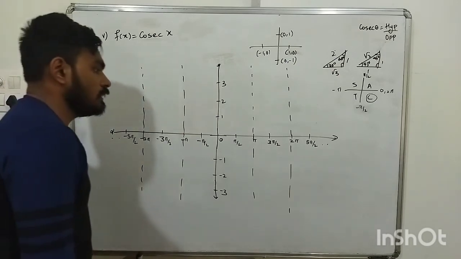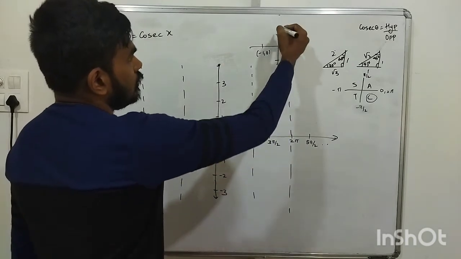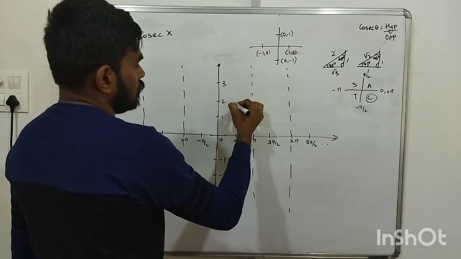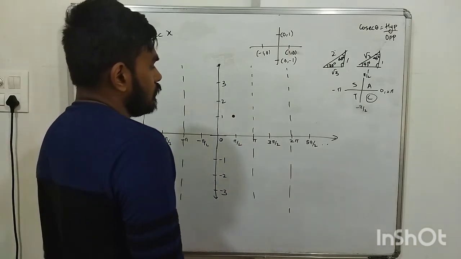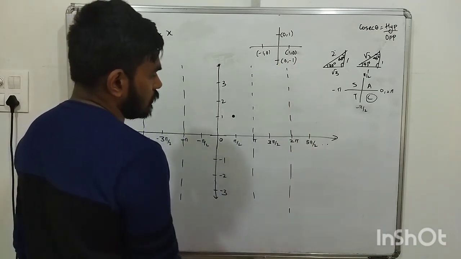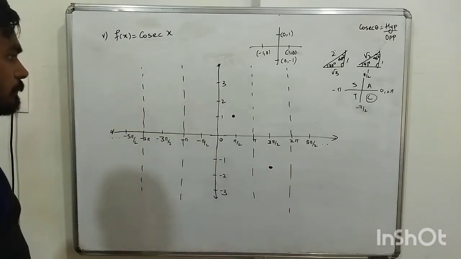And for pi by 2, let's see what happens. Cosec of 90 degree. Sin 90 degree is 1. So cosec is 1 upon 1. So cosec of 90 degree will be somewhere here. Similarly, cosec of 270 degrees. Sin 270 is minus 1. So 1 upon minus 1. Correct? So minus 1.